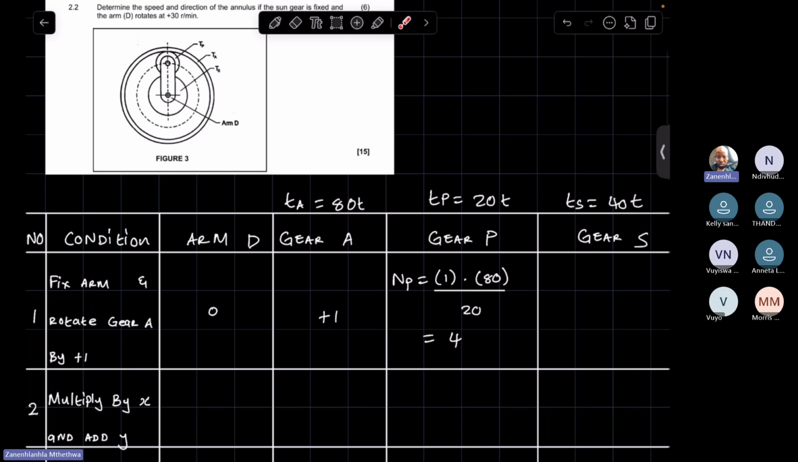The simplest way of understanding this is that whichever gear meshes with the annulus rotates in the same direction as the annulus. You already know that the annulus is rotating clockwise as per the first condition. This we've already established. It's given. It's fixed that as per the first condition, the annulus is rotating clockwise. That doesn't change.